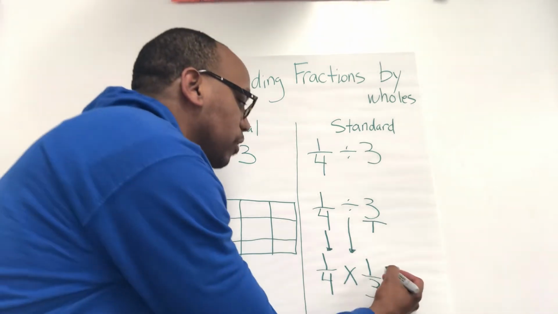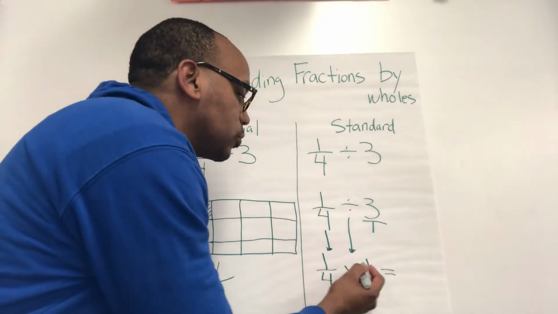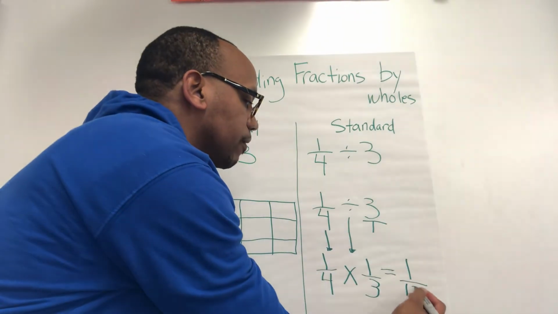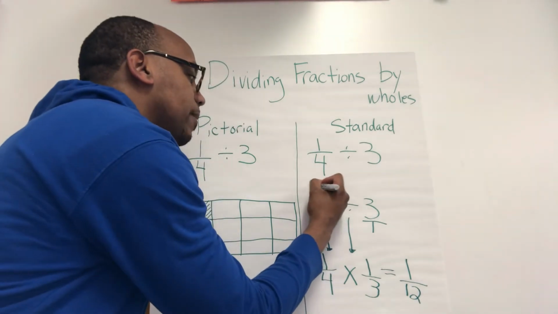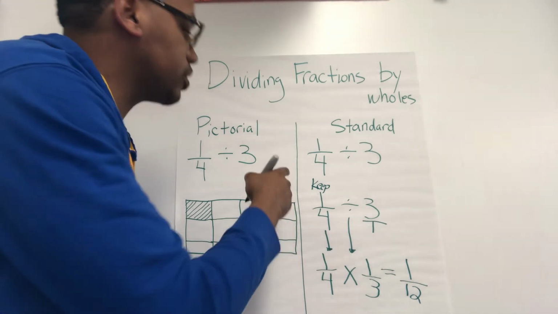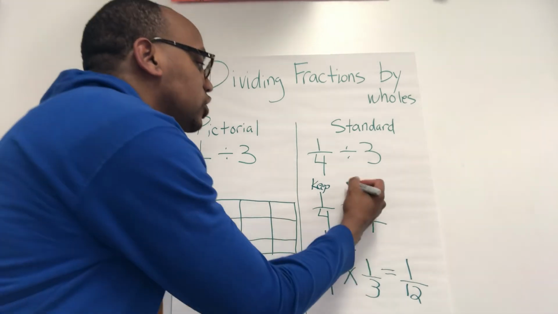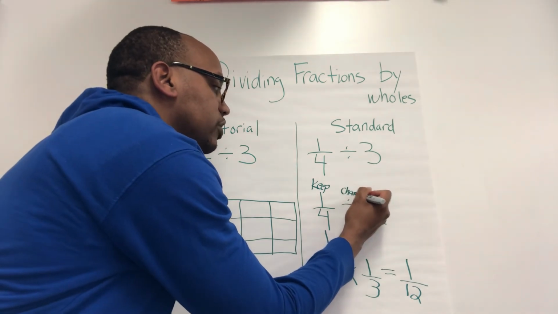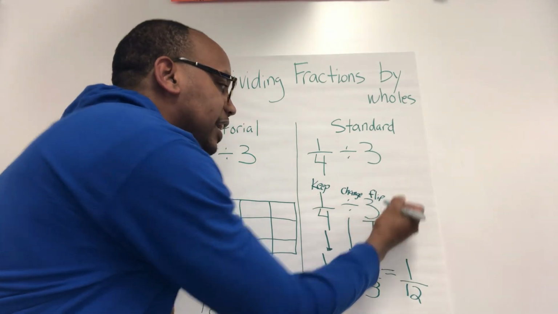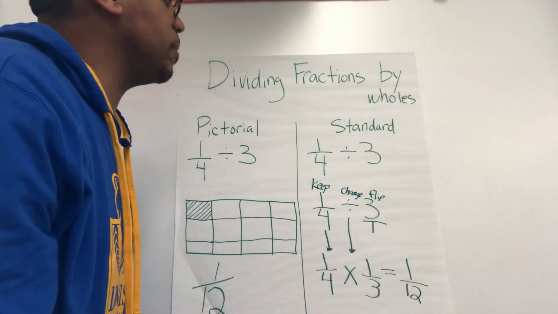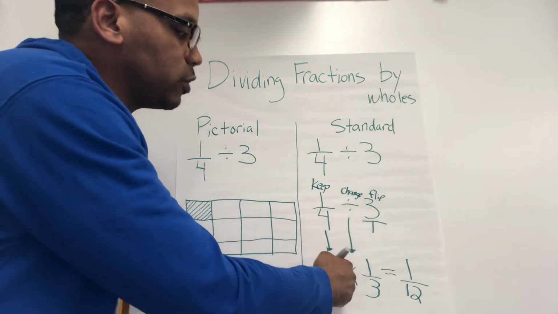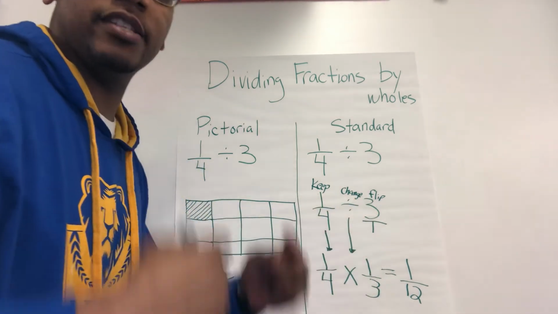Now, if I multiply straight across, 1 times 1 is 1, and 4 times 3 is 12. Again, keep the total the same, change division to multiplication, and flip the divisor upside down. In middle school, it will be called multiplying the inverse. Change this to multiply, and this is the inverse. Inverse means opposite or upside down.